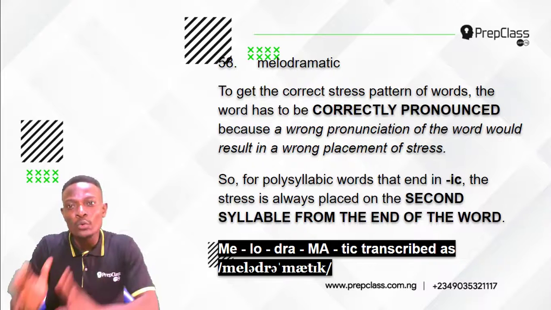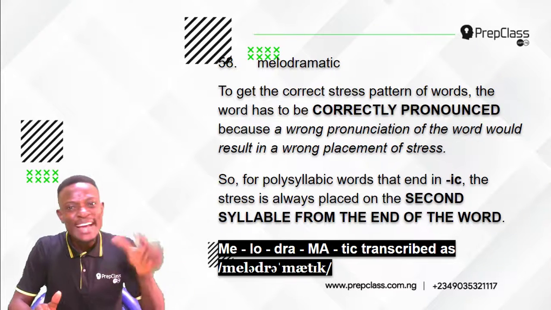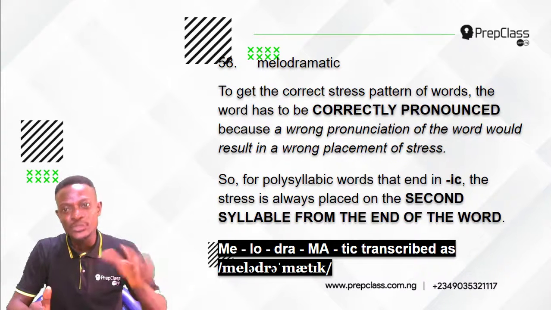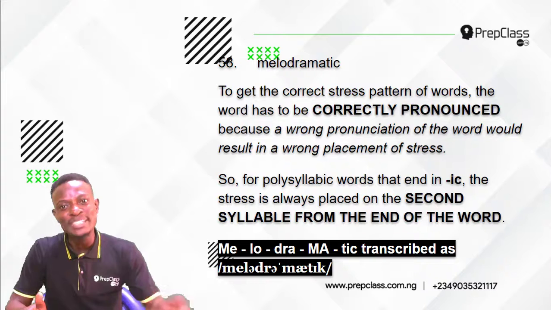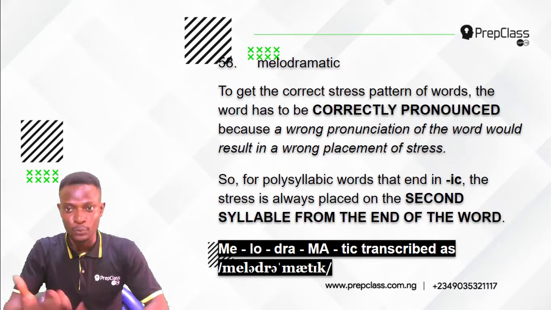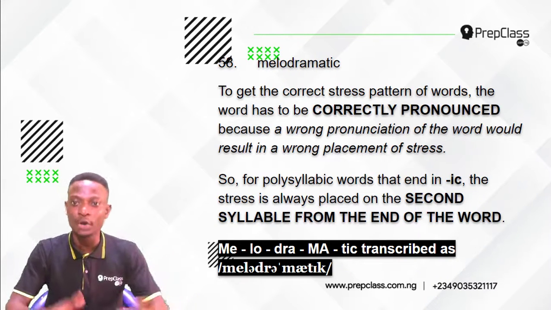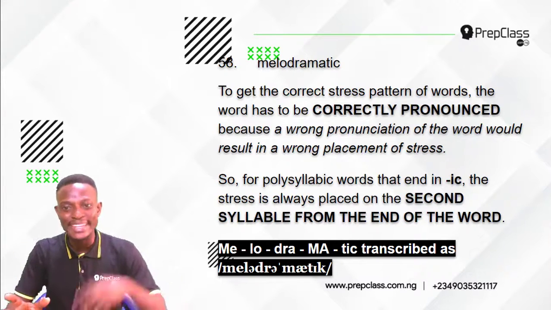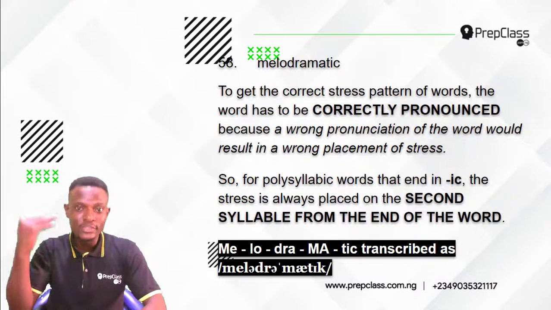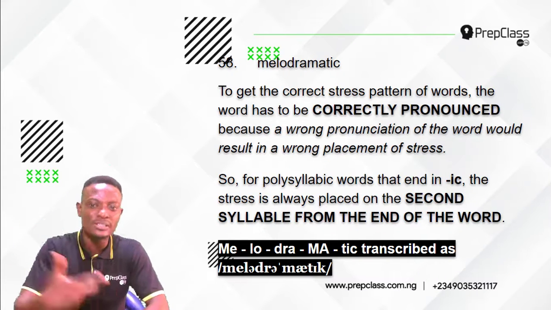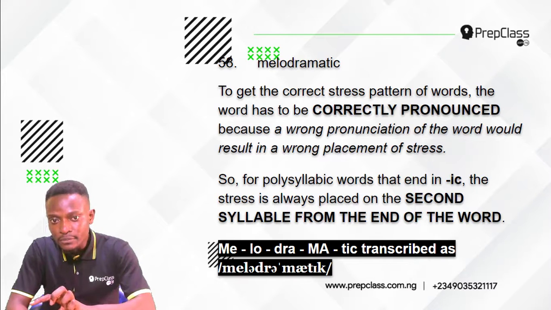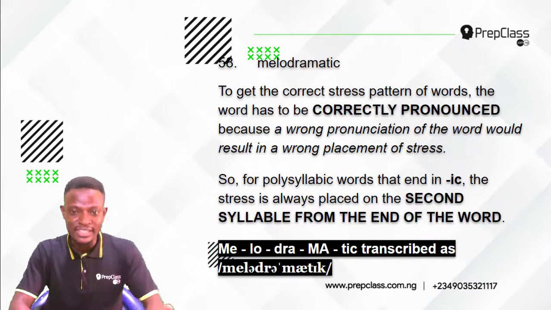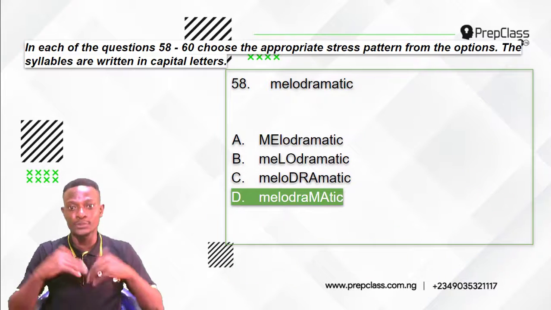Now, to get the correct stress pattern of words, the word has to be correctly pronounced, because a wrong pronunciation of the word would result in a wrong placement of stress. So, for polysyllabic words that end in IC like melodramatic, the stress is always placed on the second syllable from the end of the word. Melodramatic. So, ma is receiving the stress in this word. It is the second syllable from the end of the word. So, the answer is option D.